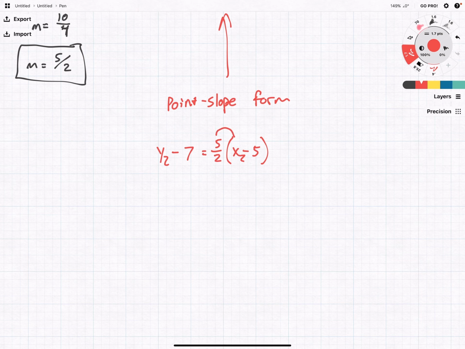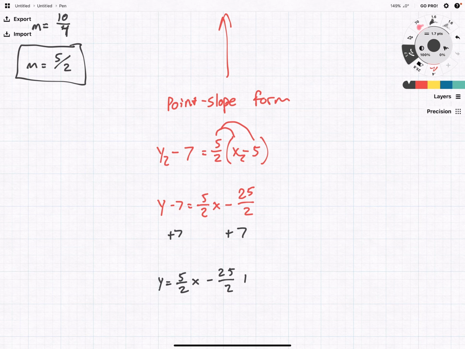And we'll distribute this 5 halves in. So now we have y minus 7 equals 5 halves x minus, this is going to be a 25 over 2. Okay, now let's go ahead and I'll switch back to gray now. So we'll add 7 on both sides. We get y equals 5 halves x minus 25 over 2 plus 7.